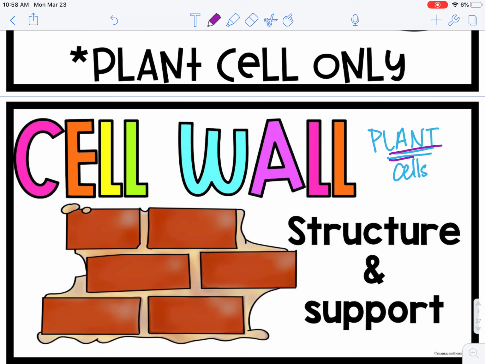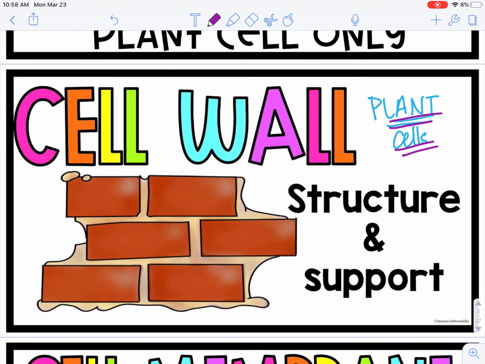And remember, plant cells. So it's kind of like a wall to a building. Think about the walls of a building, they hold it up. They hold the structure inside as well. Without the walls, we wouldn't have a building. Same thing with that plant cell. Without that extra structure, it wouldn't allow the plant to have structure.